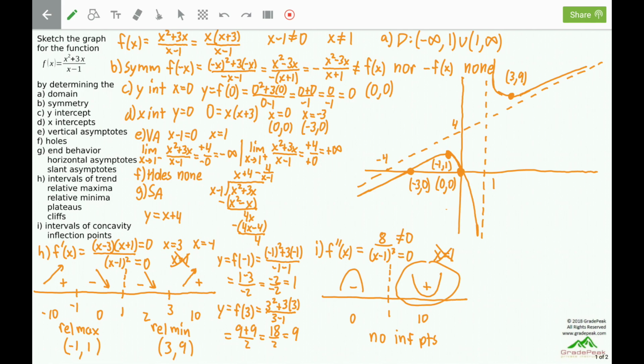It has a domain that is all real numbers except +1. And that's a vertical asymptote, and it is approaching the slant asymptote on the left and right, so all properties are being followed here. So this will be the graph of f of x.